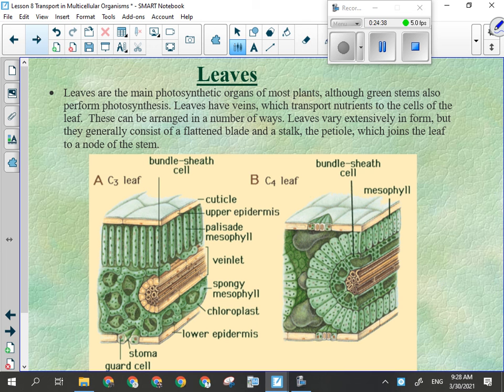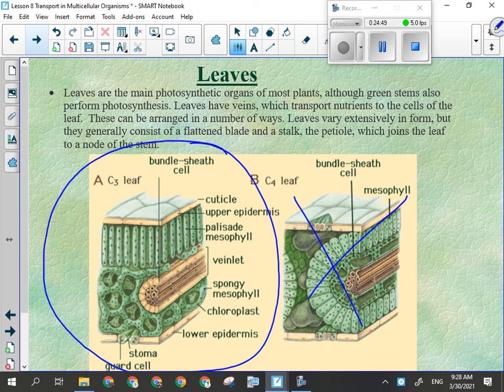All right, leaves. We talked about the layers of the leaf and why they're so important. They're still so very important. We are worried about your typical C3 leaf. We're not worried about C4 leaves. C4 leaves are actually not leaves. They're what cacti would have. They work a lot differently.